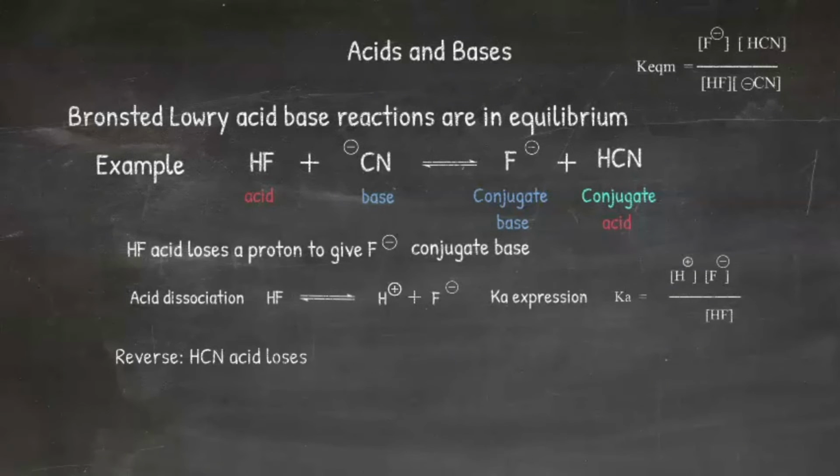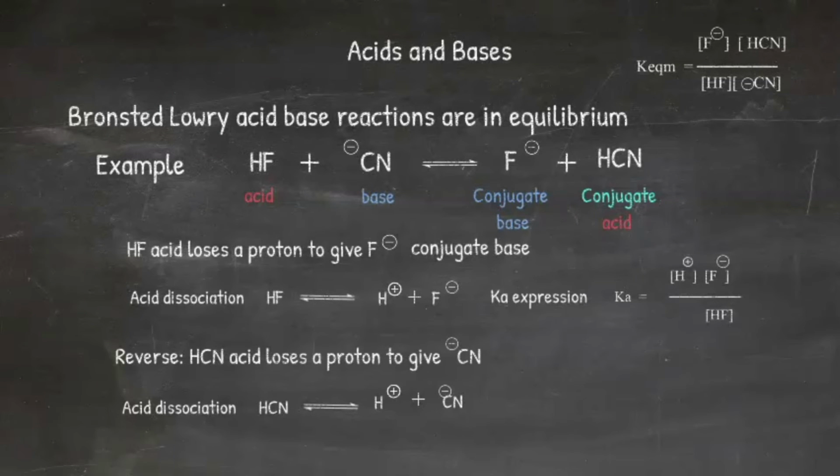Similarly, the HCN can lose a proton to give CN-. This is the reverse of the equilibrium reaction, the competing reaction between HF and HCN. The Ka acid dissociation expression is also shown on the right. There are now three equations: K equilibrium, Ka for HF, and Ka for HCN.